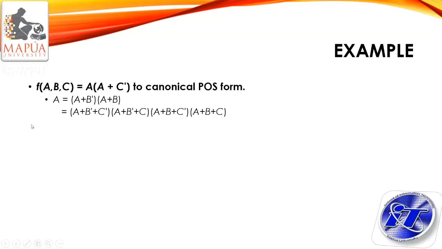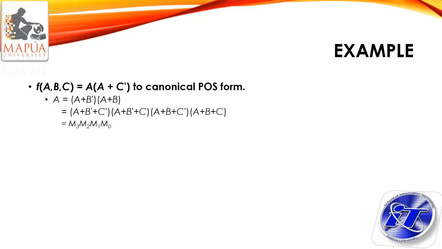So we're going to get the equivalent of this sum term to max term. So A plus B naught plus C naught. This is 0, 1, 1. That's why we have max term 3 here. 0, 1, 0. It's 2, max term 2. A plus B plus C naught, we have 1, 1, 0. It means, sorry, this is 0, 0, 1. So we have M sub 1. A plus B plus C, 0, 0, 0. So we have M sub 0. So that will be our max terms for A.